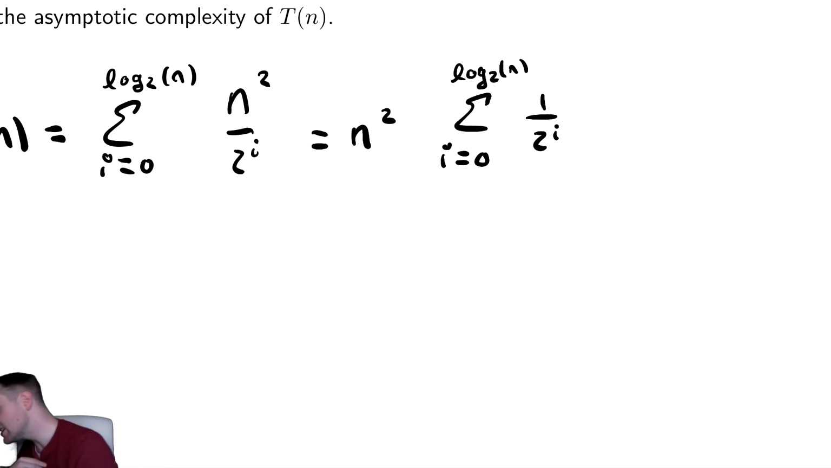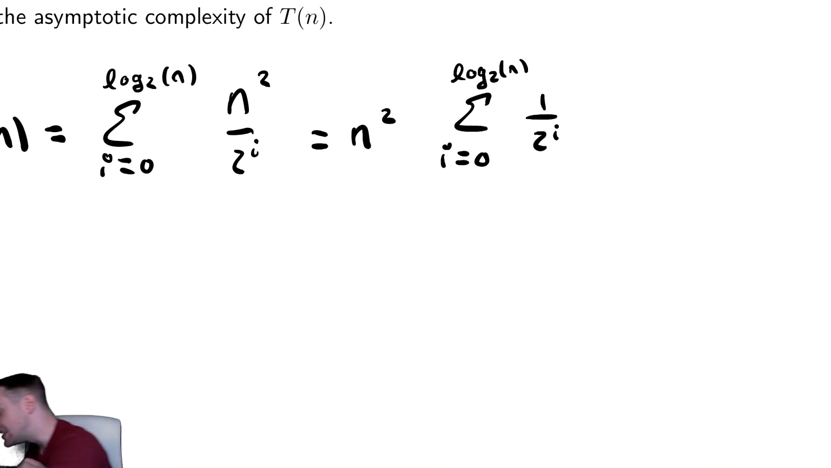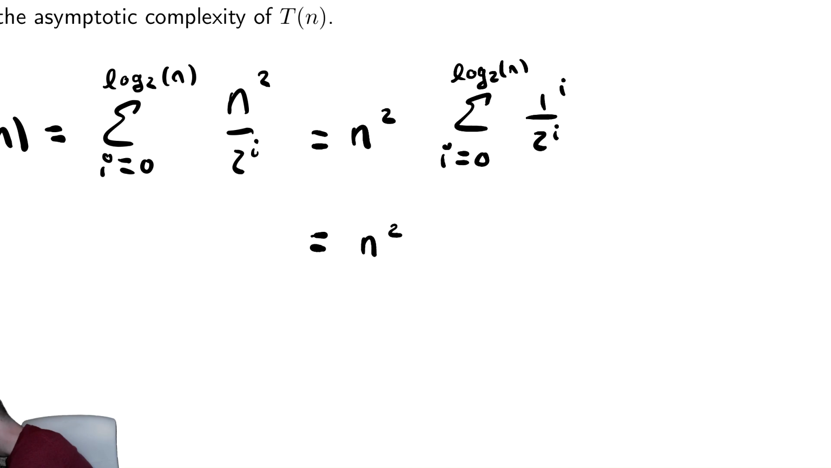Can we rewrite this? Notice we have a 1 in the numerator. We can actually write that as 1 to the i, because 1 to any value is 1. Therefore, we can now exploit a useful algebra trick to rewrite this as the sum from i equals 0 to log 2 of n of (1/2) to the i.